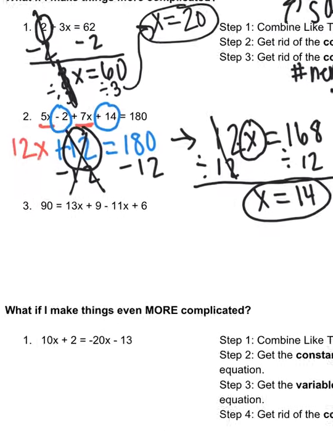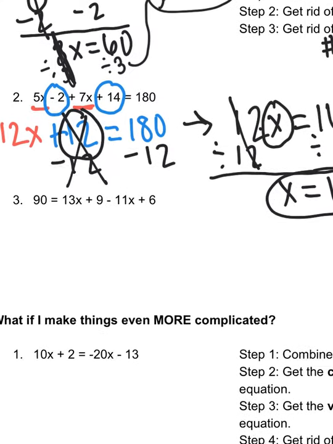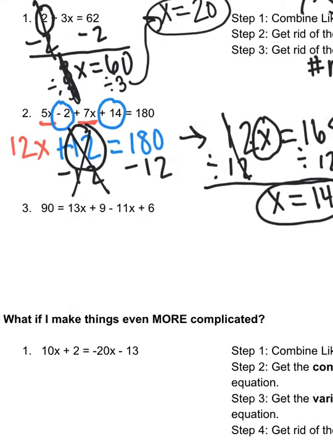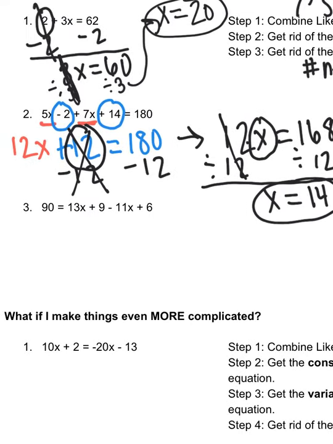We're gonna look at number 3, and I'm gonna zoom in on this one a little bit more so that way I have more room to write. So number 3, we just have 90 on the left side. Nothing can happen with that. That's just gonna stay 90. But on the right side, I have some things I can combine.